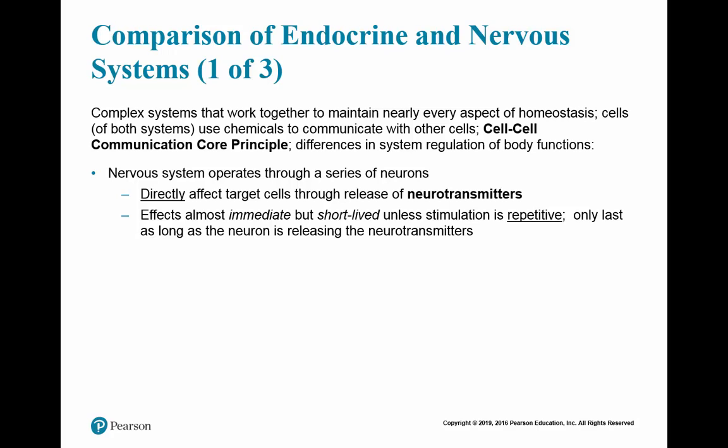Now the nervous system operates with neurons, and they secrete neurotransmitters that affect their target cells, and they have to be right there at the target cell. The axon has to be almost in contact, crossing that synaptic cleft to the target cell. So they directly affect their target cells. However, the effects don't last very long, because as soon as that neurotransmitter is gone, the effect is over. So the stimulus has to be repeated continually for the effects to last very long.